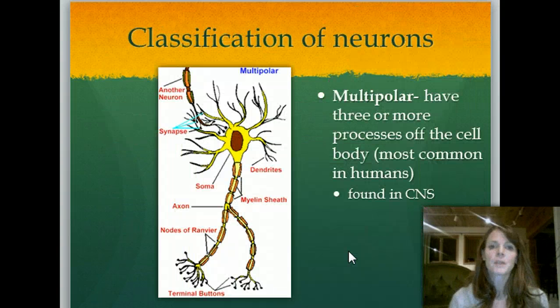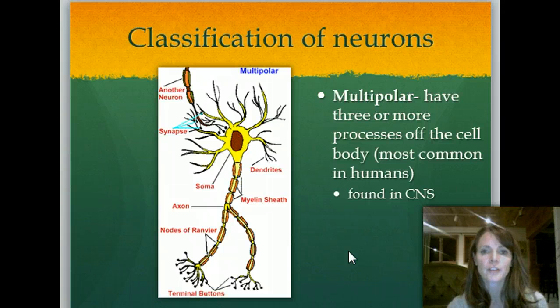So let's keep going. Classification of neurons. There are different types of neurons. We have something called a multipolar. They have 3 or more processes off of the cell body. Most common in humans, these are found in the central nervous system.